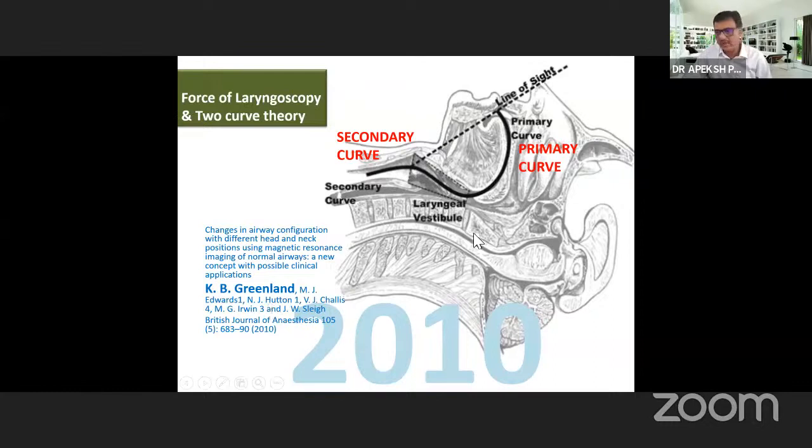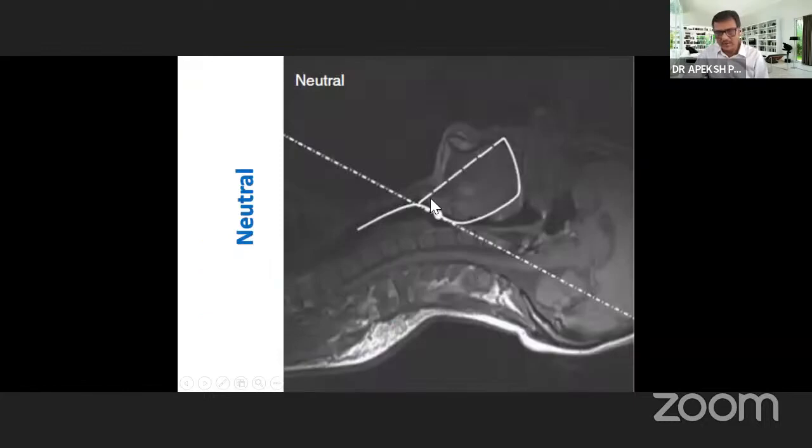That was explained in 2000 by Dr. Greenland. This is the primary curve, the oropharyngeal laryngeal curve, and the secondary curve is the laryngotracheal curve. This is the primary curve, and this is the line of sight. If you look at the area between the primary curve and the line of sight, it is mainly submandibular tissue and tongue. If we are able to reduce this area, it decreases the force requirement. What we are doing during conventional laryngoscopy is shifting this submandibular tissue, mainly the tongue, above the line of sight to create a line of sight. Now, if you look at the area in a neutral position between the primary curve and line of sight, it's this much area.